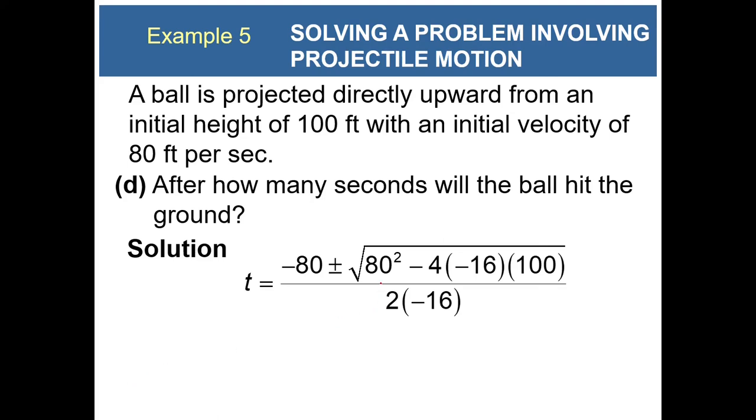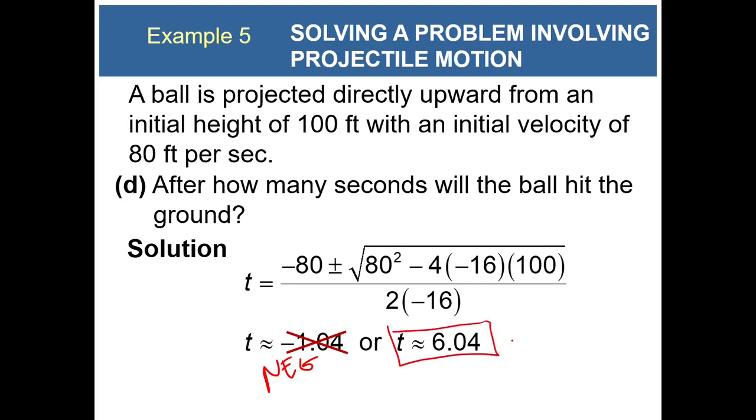We can type these values into a calculator and we get 2 times. The first time is negative 1.04, which doesn't make sense because you cannot have a negative time. And the second one is 6.04. This represents that it takes 6.04 seconds for the projectile to reach the ground.